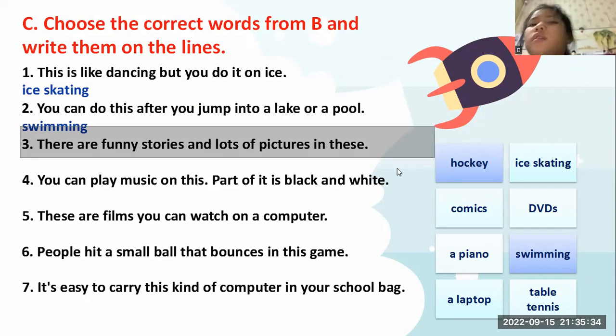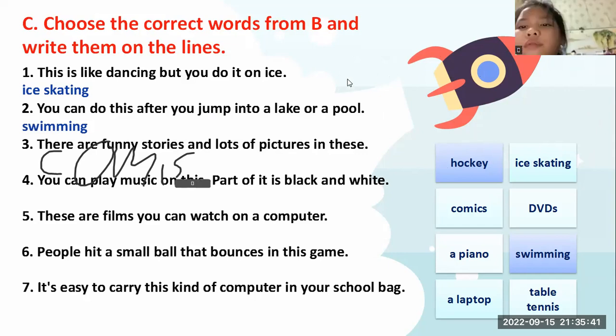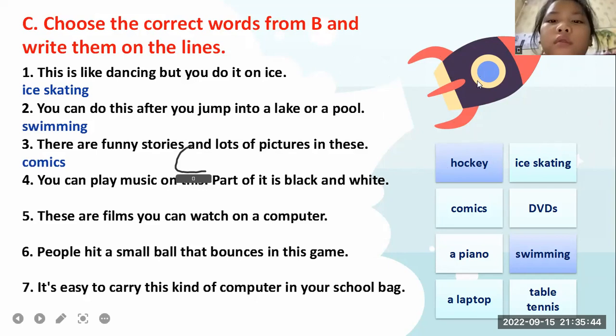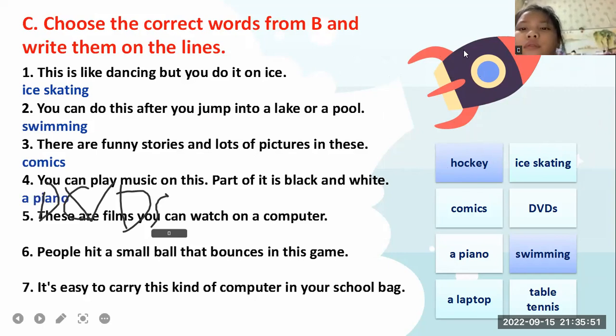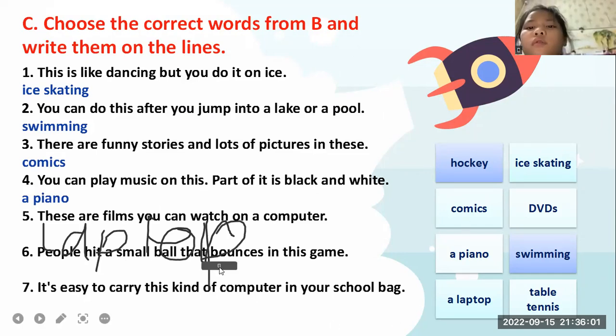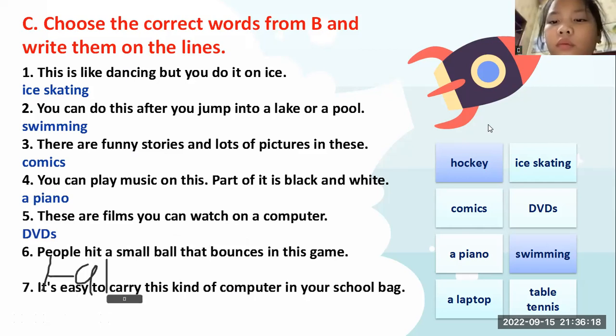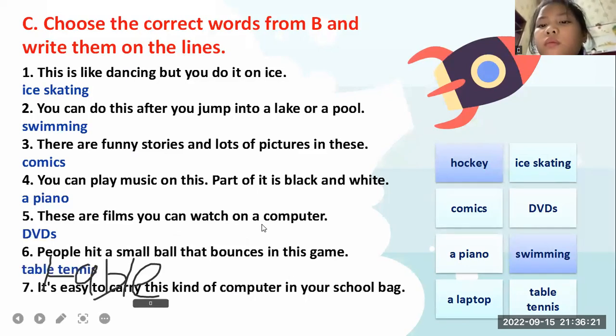How about number three? There are funny stories and lots of pictures in this. Very good. Number four, you can play music on this. Part of it is black and white. Piano. Number five, these are films you can watch on a computer. It's a DVD. Number six, people hit a small ball that bounces in this game. Okay, that is table tennis.